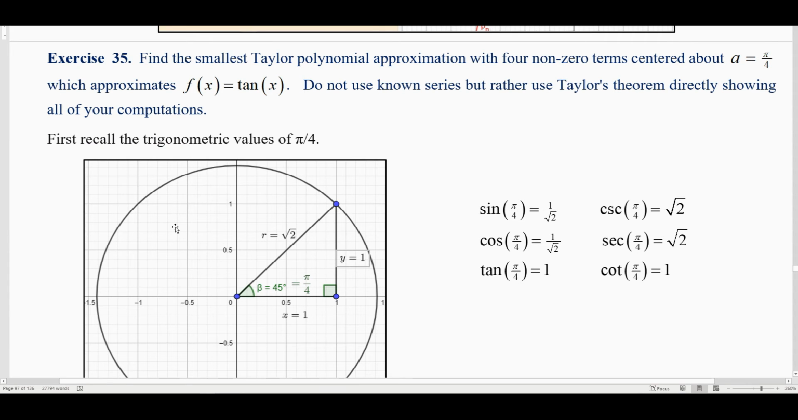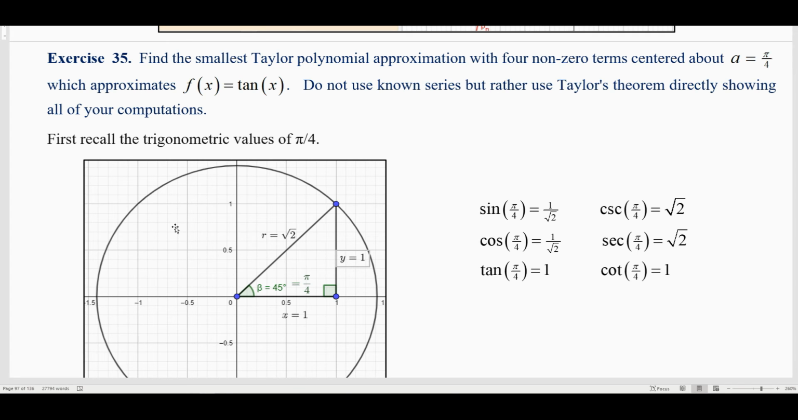All right, here's another one. Find the smallest Taylor polynomial approximation with 4 non-zero terms centered at a equals pi over 4. It's going to approximate f of x equals tangent of x. Do not use any known series, but rather use Taylor's theorem directly, showing all your computations. So in other words, do it like we just did.